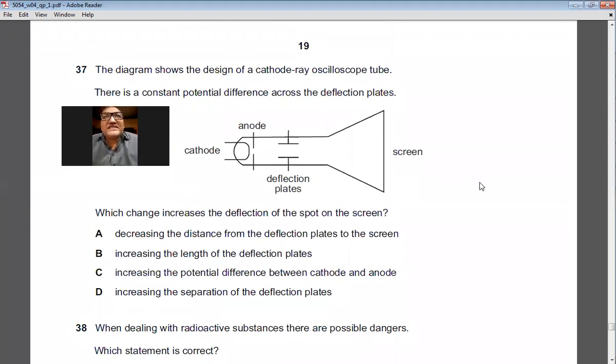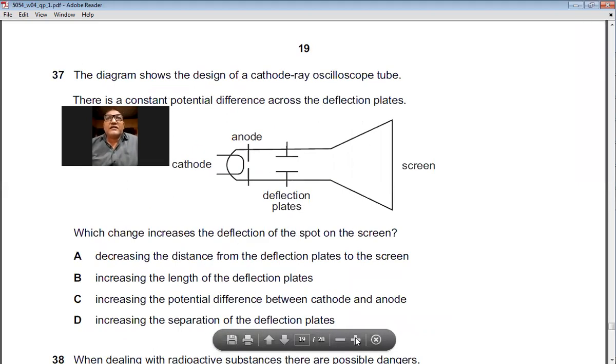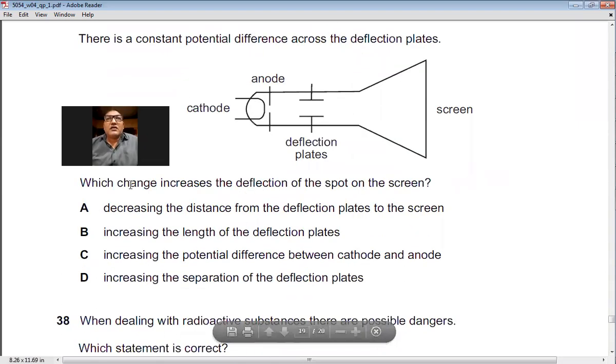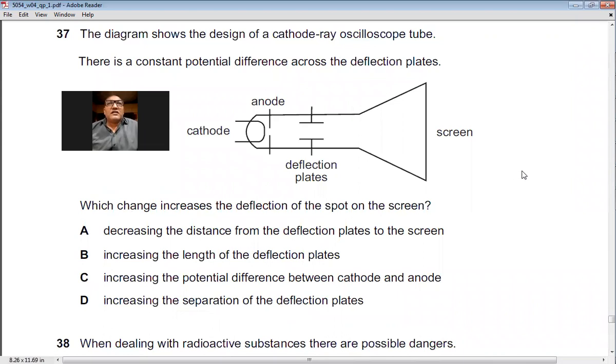The diagram shows the design of a cathode ray oscilloscope tube. There is a constant potential difference across the deflection plates. Which change will increase the deflection of the spot on the screen? Increase the deflection means the more bending upward or downward. Decrease the distance from the deflection plates to the screen? It has no effect.